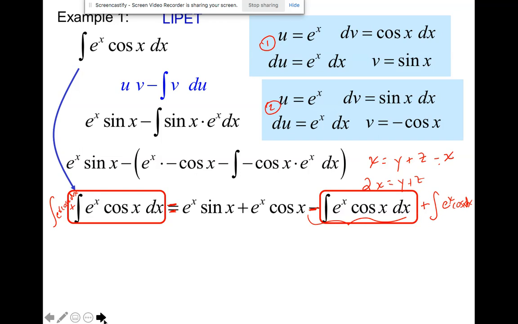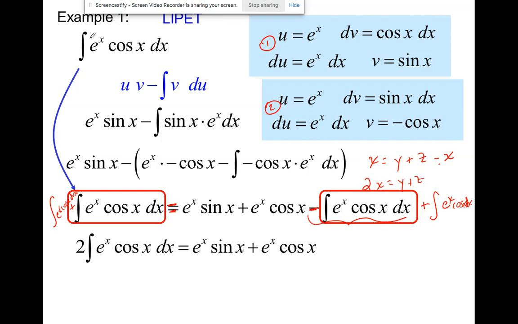But now you have 2 of them. What was my goal? My goal was to integrate e to the x cosine x and tell me what it's equal to. Well, you know what it's equal to? An expression that is algebra, no integrals. Because after all, this left side is equal to this right side, but I still have an integral in it. I wanted to get rid of all my integrals.